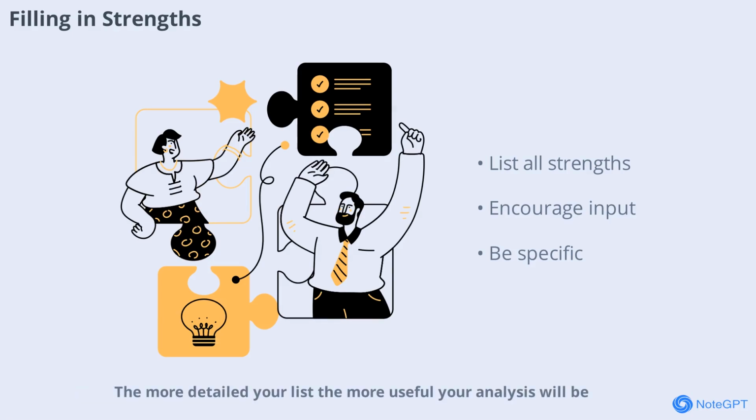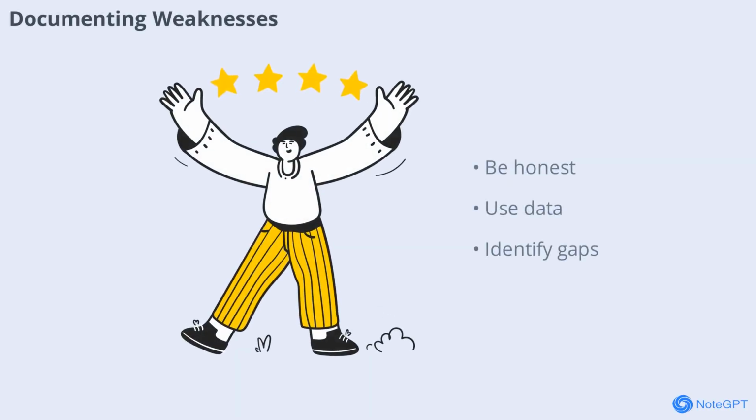The more detailed your list, the more useful your analysis will be. Remember to focus on both tangible and intangible strengths such as resources, skills, and company culture. Once you've filled in this section, move on to weaknesses. Next, fill in the weaknesses quadrant.